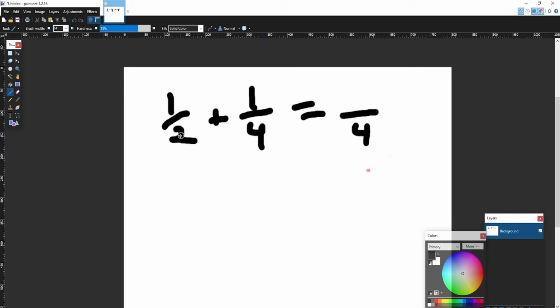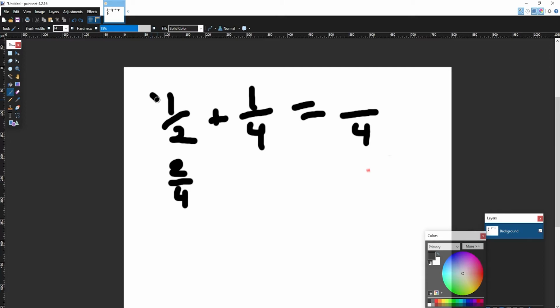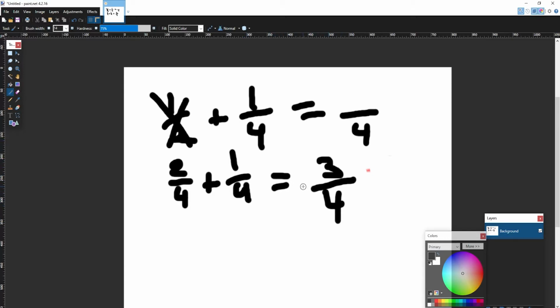And we know 1/2 is basically the same as saying 2/4, because 2 is 1/2 of 4. These are equivalent, right? So you're going to change this thing to make it easier. You're going to change this to 2/4 plus 1/4, and then that's just going to give you 3/4. So that's one way you can go about adding fractions.